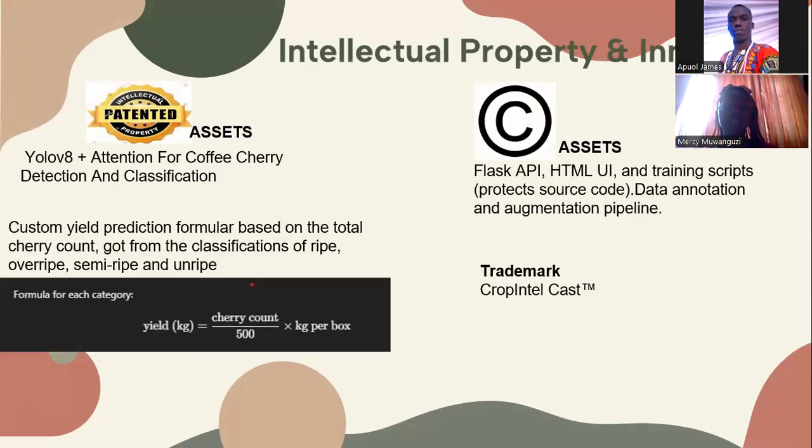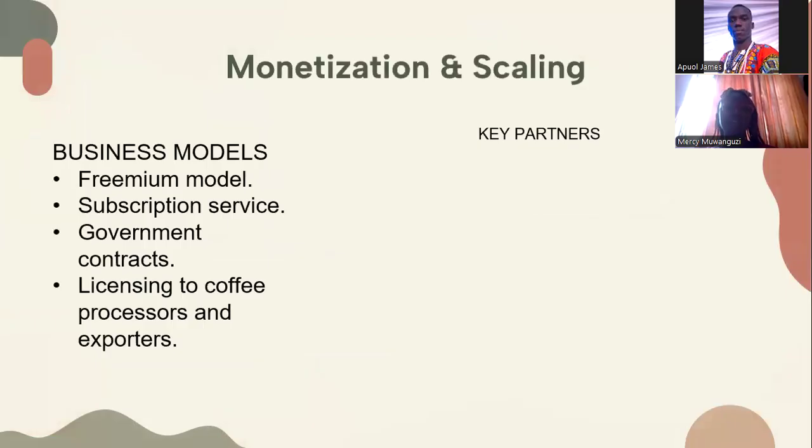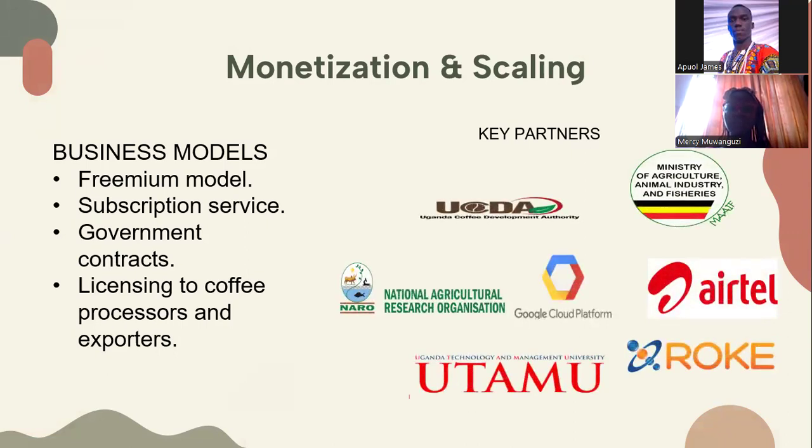be licensed. We plan to make money from this project through a premium model, where farmers will have a period to try out the platform. Then subscription: farmers will be expected to pay 50,000 and cooperatives 500,000. Then government contracts, and licensing to different coffee processors and exporters. We also plan to partner with coffee cooperatives and some technology companies to bring this product to market.